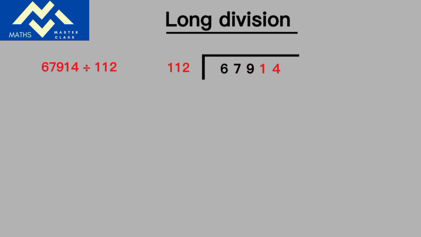Now, we check how many times 112 can go into 679. 112 times 6 equals 672. 112 times 7 equals 784. Too big. So, 112 fits 6 times into 679. Step 3. Write 6 on top and write 672 below 679.